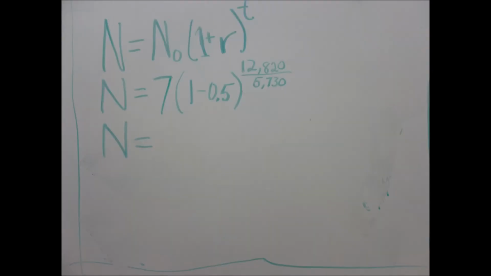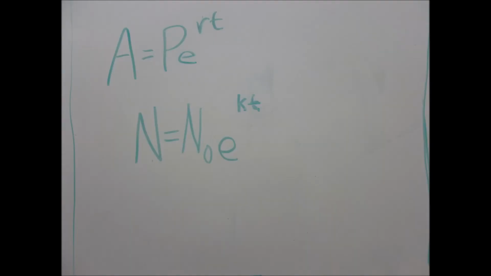So now all you have to do to find the amount of carbon left after 12.82 thousand years, when you start with 7 grams, is plug that into the formula. So the formula will become N equals 7 times parenthesis 1 minus 0.5 close parenthesis to the 12,820 over 5,730. Now plug that into the calculator, and you should get that N equals 1.48, which makes sense because about two half-lives have elapsed, so it's like dividing by 4 in this case.